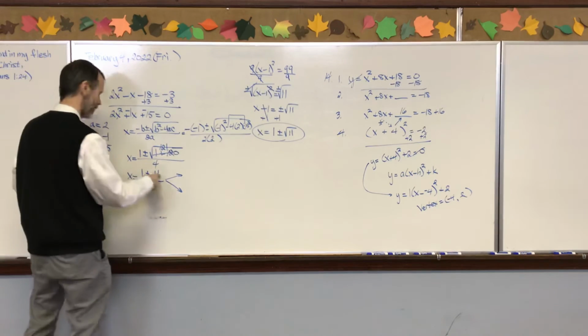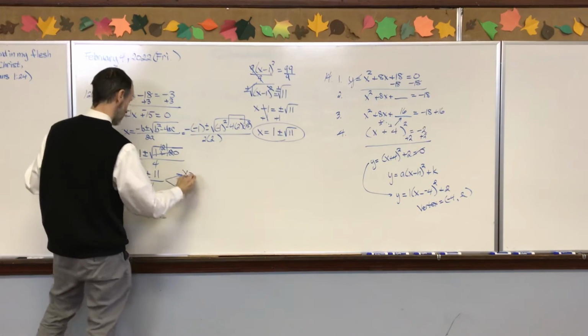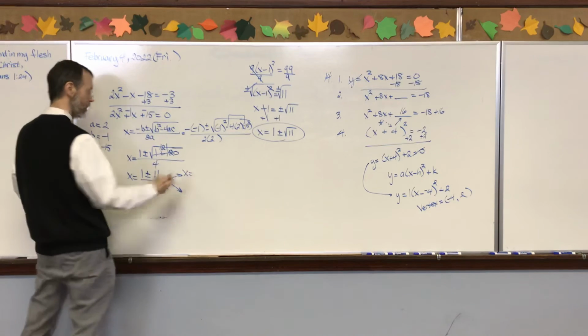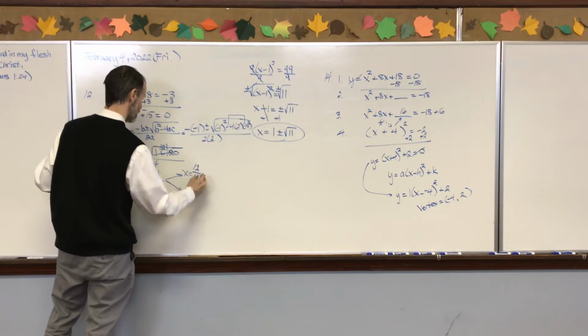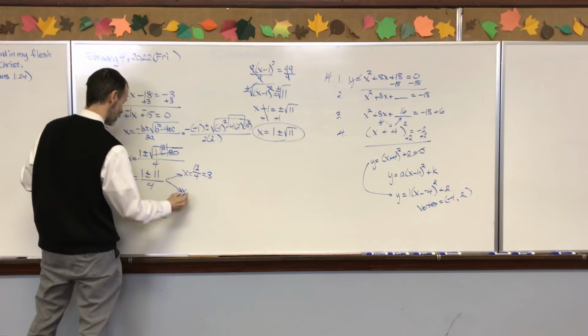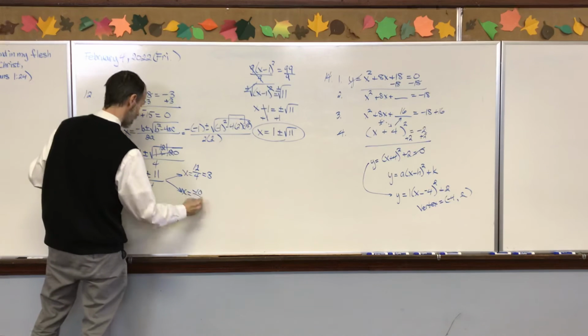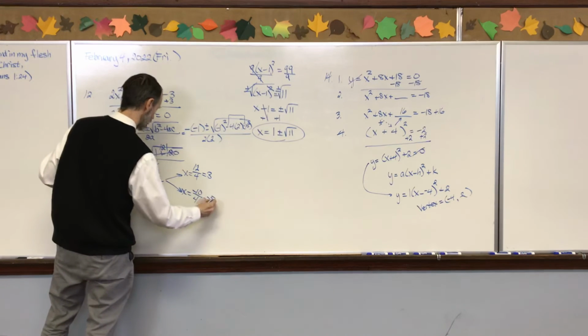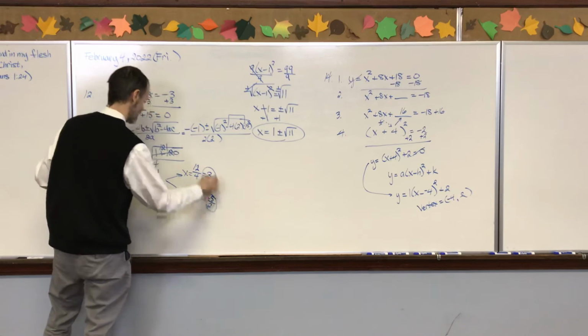Hey, Jeffrey. What's the first answer? X equals what? 12 over 4, which is what? 3. Good. And what's the other one? Negative 10 over 4, which is negative 5 over 2. You got it. Does that make sense?